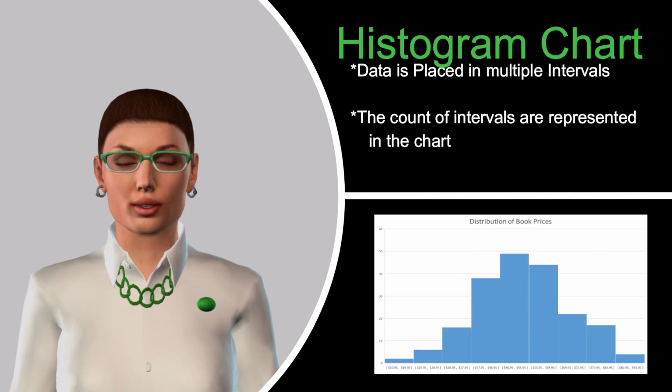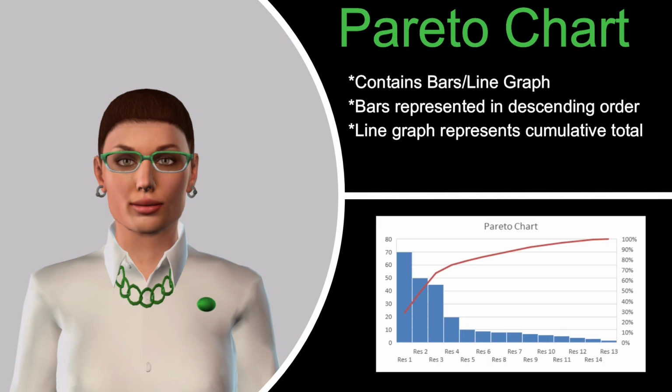A histogram chart is an approximate representation of the distribution of numerical data. In a histogram chart, data is placed within a range of values and then establishes a count of how many values in your data actually fall within each range. A Pareto chart contains both bars as well as a line graph. The individual values are represented in descending order by bars, and the cumulative total is represented by the line.